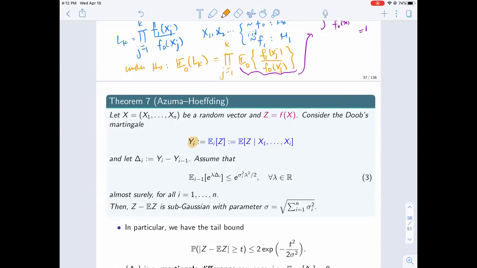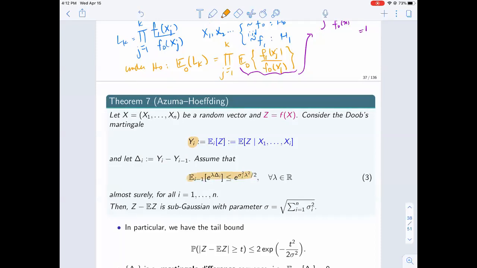And then I would look at the sequence I obtained by taking the differences of the sequence Yi. So we know Yi is a martingale, and this difference sequence is called the martingale difference sequence for obvious reasons. And I'm going to assume that this sequence satisfies this property: the expectation of e to the lambda delta i, given the past, is sub-Gaussian. In other words, delta i given the past is sub-Gaussian, or this conditional MGF satisfies this inequality. The assumption is just this.